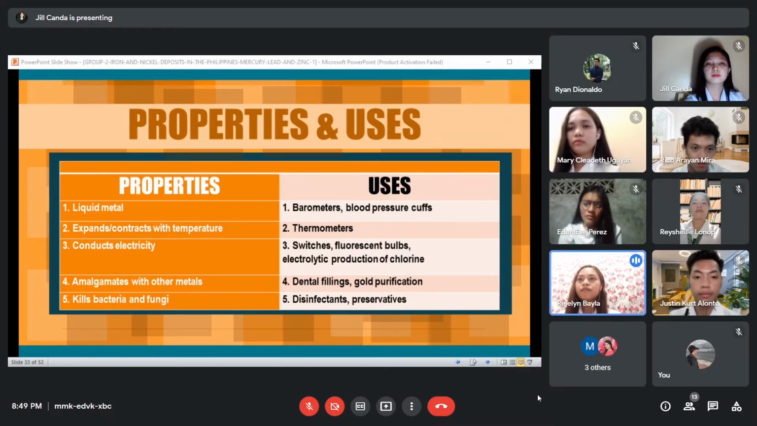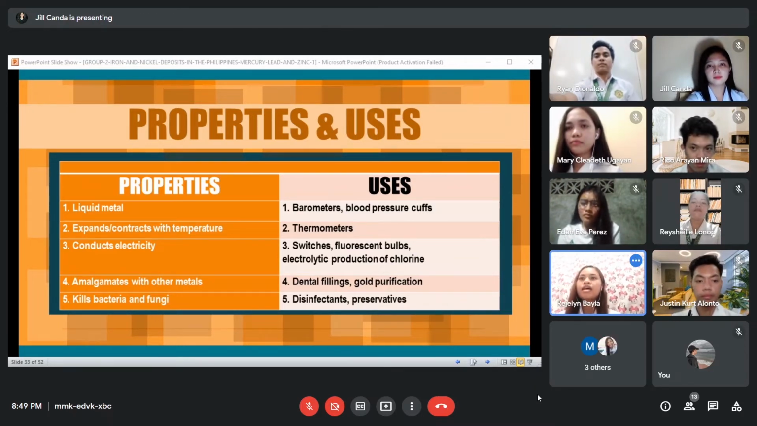Mercury's volume coefficient of expansion is 0.0018, so it expands by 0.018% in volume for every degree of temperature increase. So a mercury thermometer contains a reservoir of the metal and a thin glass capillary into which it can expand. A third is that it conducts electricity. Mercury is a poor conductor of heat, but it is a fair conductor of electricity. So the uses of this property are switches, fluorescent bulbs, and electrolytic production of chlorine.